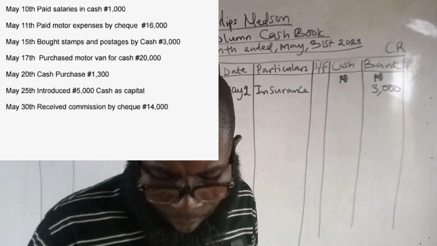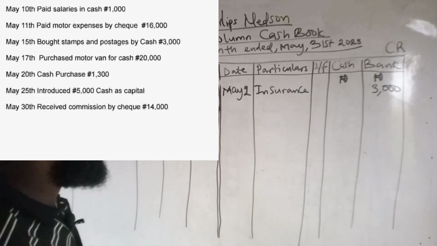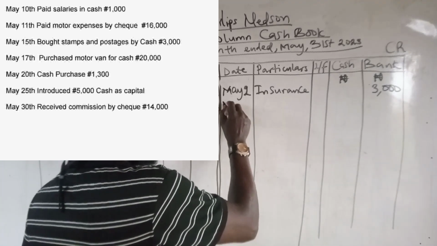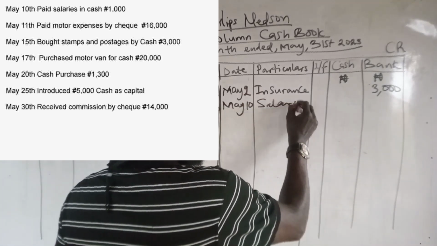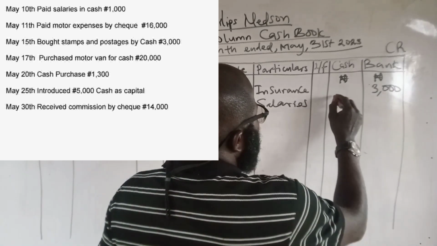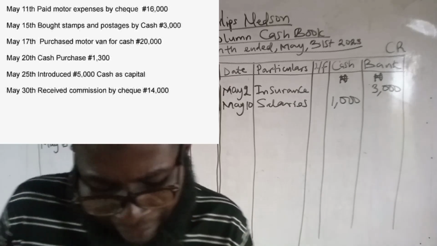Then, May 10, pay salary in cash, 1,000 naira. May 10, Philip Nelson paid salaries via cash. So we are going to put it here under cash, 1,000 naira.